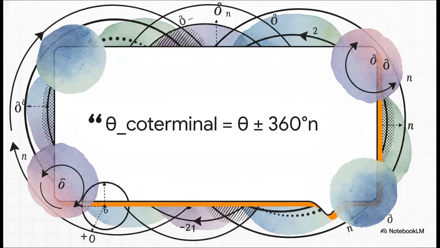So here's what that looks like in math terms. Our new coterminal angle equals the original angle, that's theta, plus or minus 360 times n. Now what's n? It's just how many full circles you want to add or subtract. If you want to add 2 rotations, n is 2. If you want to subtract 5 rotations, n is 5. It can be any whole number you want.